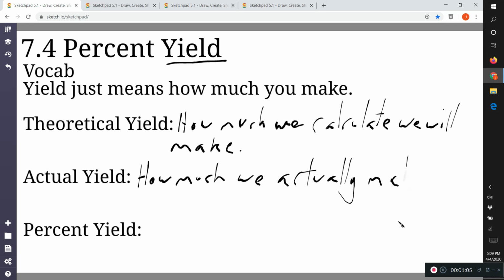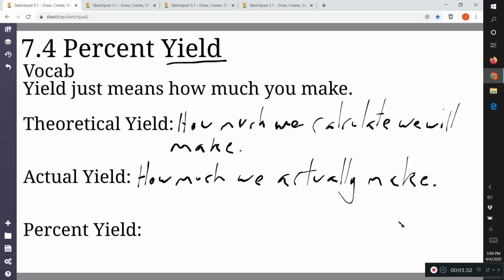Now, the key here is that the theoretical yield is always kind of our high end. Unless we've messed up the math or severely messed up the measurements, our theoretical yield should always be higher than our actual yield. Depending on our level of accuracy and measurement, they could end up looking equal, but the theoretical yield is always higher than the actual yield. And we'll discuss reasons for that later.